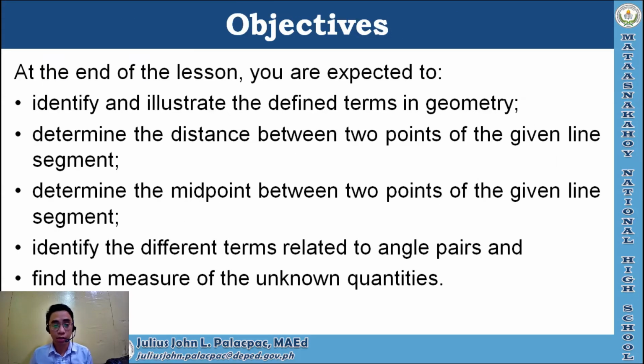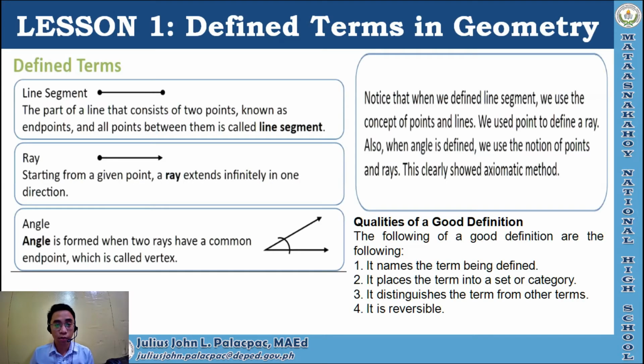So, objectives natin sa lesson na to, we will identify and illustrate the defined terms in geometry, determine the distance between 2 points of the given line segment, determine the midpoint between 2 points of the given line segment, identify the different terms related to angle pairs, and find the measure of the unknown quantities. First lesson natin ay ang defined terms in geometry.